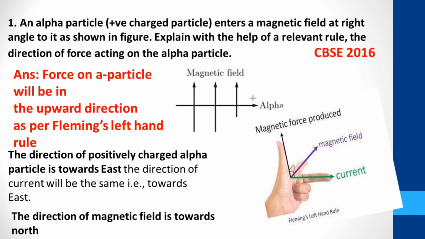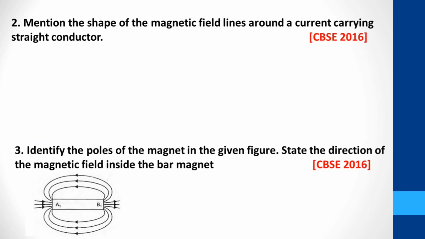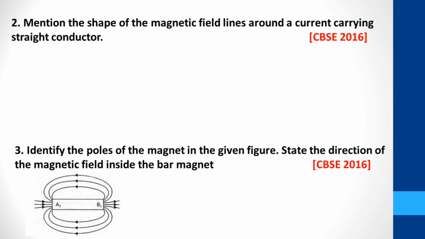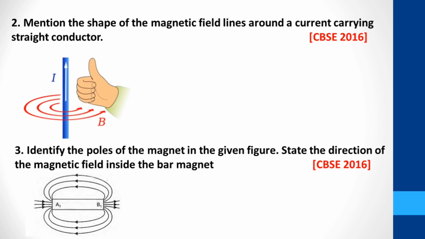Moving on to the second question. Mention the shape of magnetic field lines around a current carrying straight conductor. The magnetic field lines around a current carrying straight conductor are found out by using the right hand thumb rule.